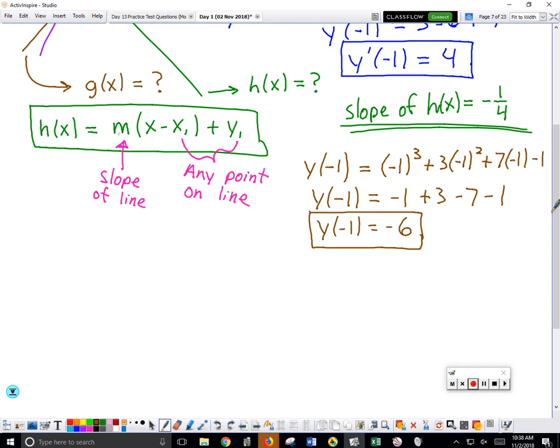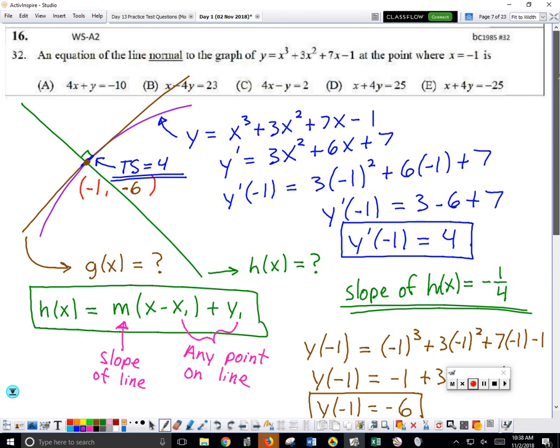There's one last thing they do, Rachel, that's a little bit weird. So they take all of that and they say, okay, so my h of x formula is going to be, my slope is -1/4, the x-coordinate's -1, the y-coordinate's -6. When you look at the multiple choice answers, none of them look like that. Because there are three different ways to write the equation of a line. So you've got to match your answer to the way they write it. I first noticed that none of these are in the form I'm using. These are all like x plus y, x plus y.